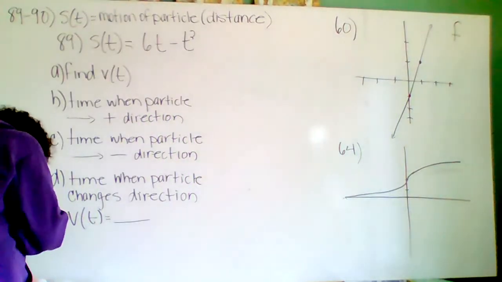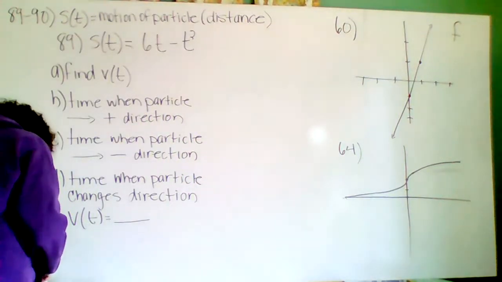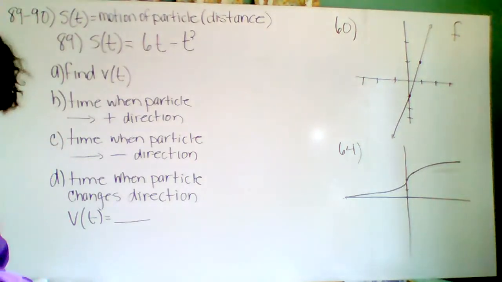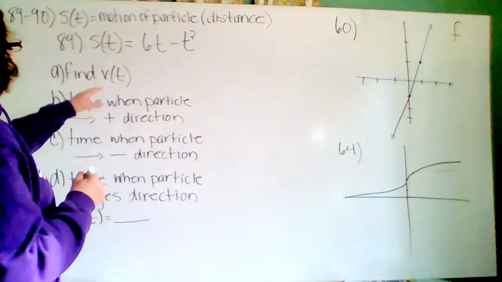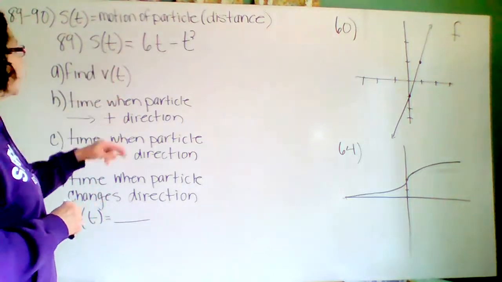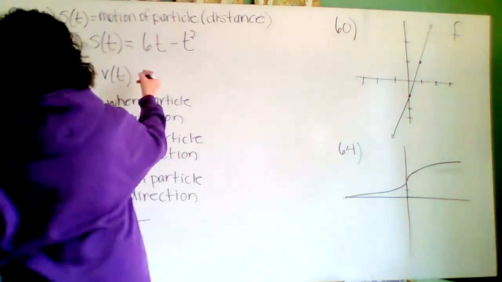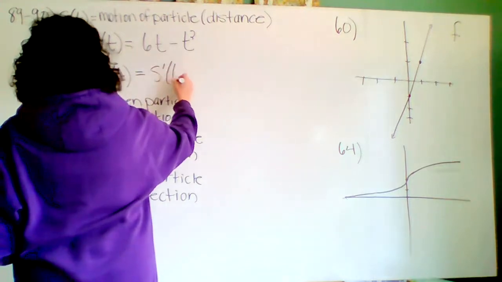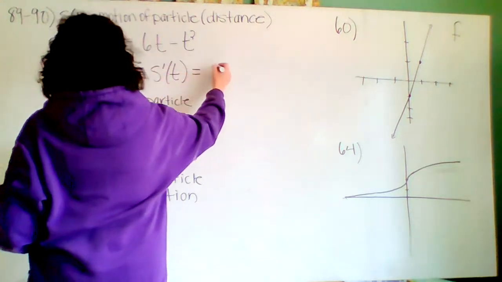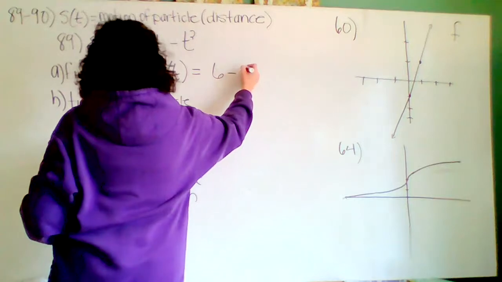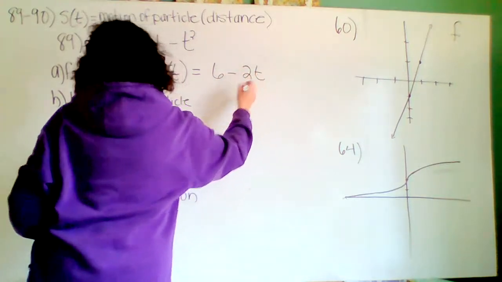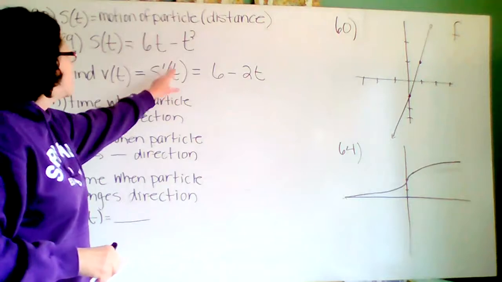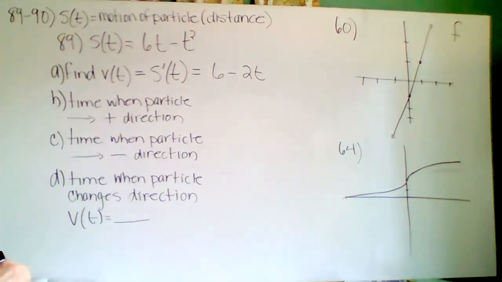The first thing they ask for is A. Find the velocity function for the time greater than 0. Well, that is just simply the derivative of the position function, right? And so we are going to take the derivative of the position function, and that would be 6 minus 2t. So we took care of A, right? That is the velocity or the derivative of the position function.